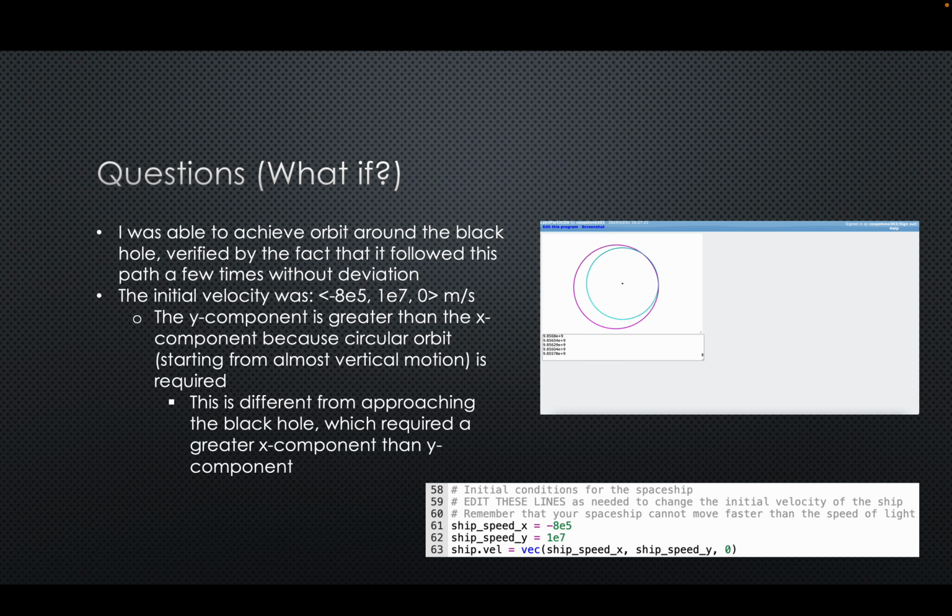And for the what if question, I was able to achieve orbit around the black hole, and I knew this to be the case because I allowed the simulation to run and it kept following the same orbit, a more elliptical orbit than circular, as seen in the planet. And the initial velocity in this case, the y component was greater than the x component because I had to go almost vertically and then slowly travel around the black hole instead of heading straight towards it like in part 1.